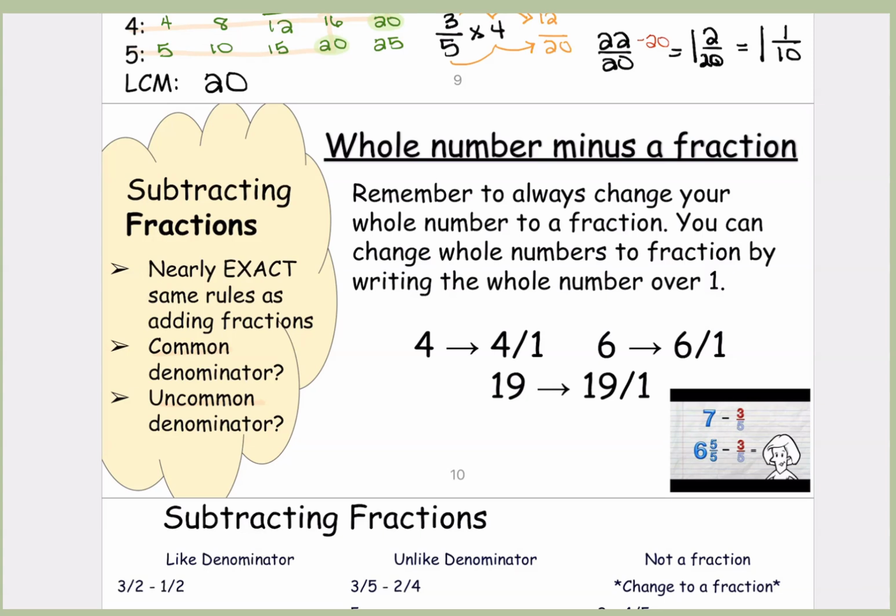One thing I need for you to remember, a whole number minus a fraction, we can always change that whole number into a fraction by simply placing that whole number over 1. So 4 would change into 4 over 1. 6 would change into 6 over 1. 19 would convert to 19 over 1. So remember, you can always change your whole number to a fraction by writing that whole number over 1. Please review the video below if you need additional support in this area.